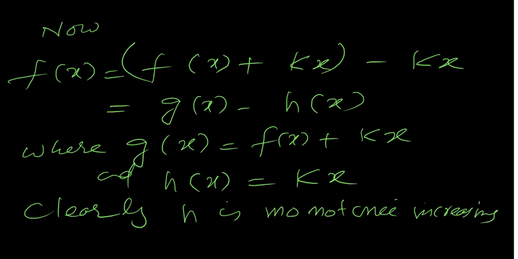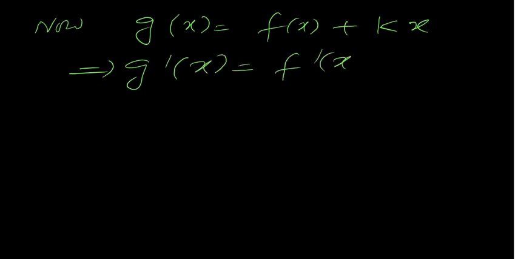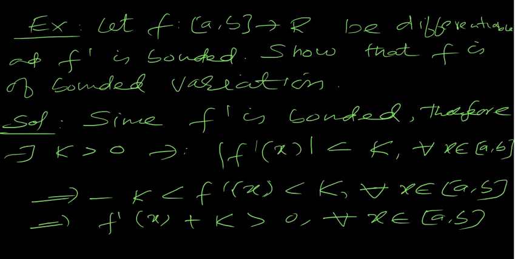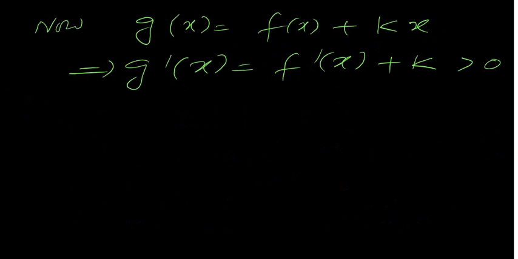Now g of x, which is equal to f of x plus kx, this implies g dash x is equal to f dash x plus k, which is positive. Here we have already seen this. f dash x plus k is positive. So this is a positive number actually. So which implies its derivative is positive. Therefore, g is monotonic increasing.